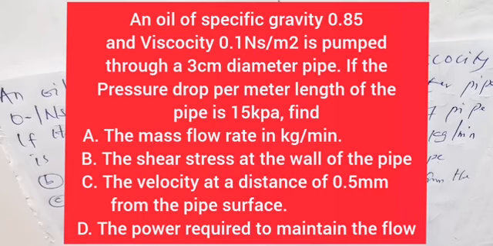A, the mass flow rate in kilograms per minute; B, the shear stress at the wall of the pipe; C, the velocity at a distance of 0.5 millimeter from the pipe surface; and finally D, the power required to maintain the flow.